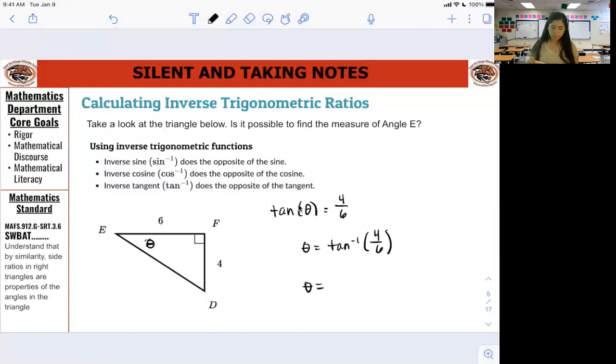33.7. Good. Perla, what came up on your calculator before you rounded? 33.690. If I'm rounding to the nearest hundredth, what would my final answer be? Nearest hundredth. 33.7. That's nearest tenth. So nearest hundredth, what would it be? Oh, the same thing. My bad. Okay. So nearest hundredth would be 33.69.